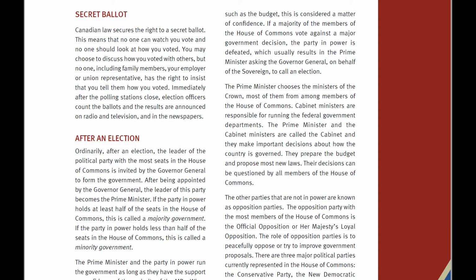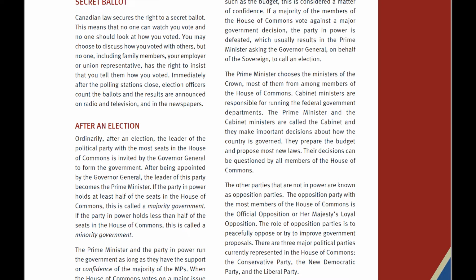The Prime Minister chooses the ministers of the Crown, most of them from among members of the House of Commons. Cabinet ministers are responsible for running the federal government departments. The Prime Minister and the Cabinet ministers are called the Cabinet, and they make important decisions about how the country is governed. They prepare the budget and propose most new laws. Their decisions can be questioned by all members of the House of Commons.